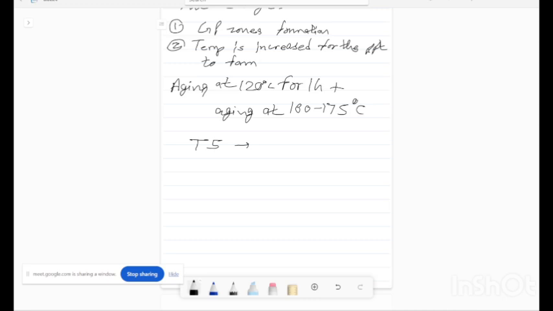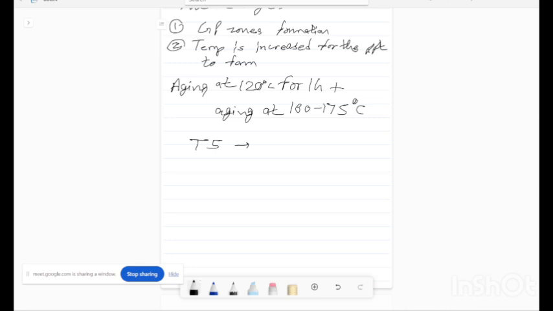Okay. And another doubt: for precipitates to form in an alloy, should the solute atom have some solubility in the parent metal at room temperature?